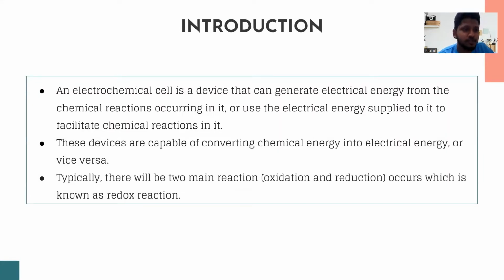So the first part of our presentation is the introduction. An electrochemical cell is a device that can generate electrical energy from the chemical reaction occurring in it, or use the electrical energy supplied to it to facilitate chemical reactions in it. Electrochemical cells can be divided into 2, the electrolytic cell and the galvanic cell. These devices are capable of converting chemical energy into electrical energy or vice versa. Typically, there are 2 main reactions, oxidation and reduction, which occur simultaneously.